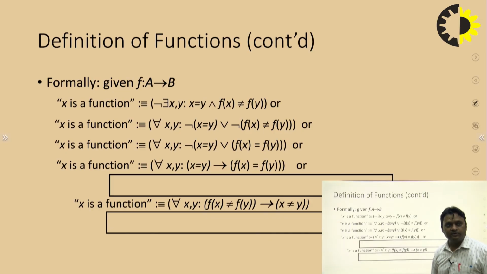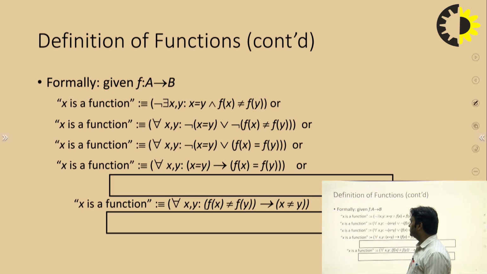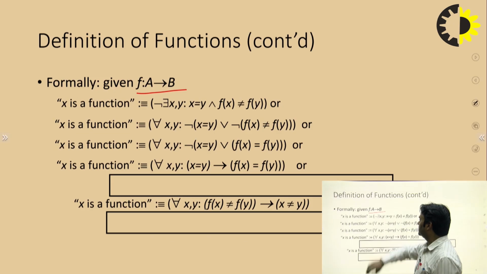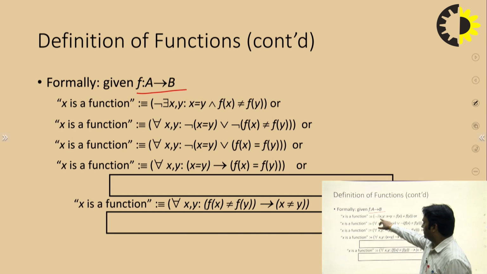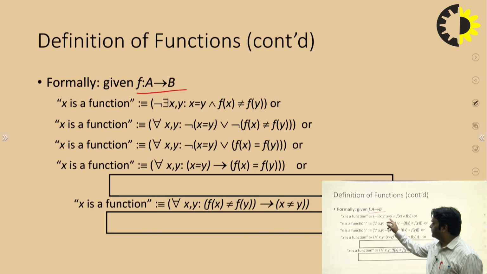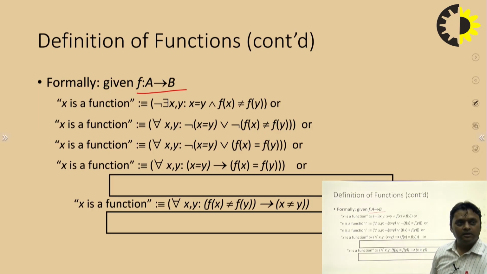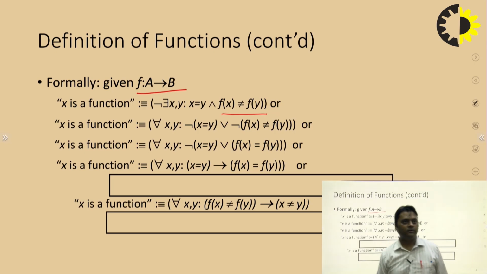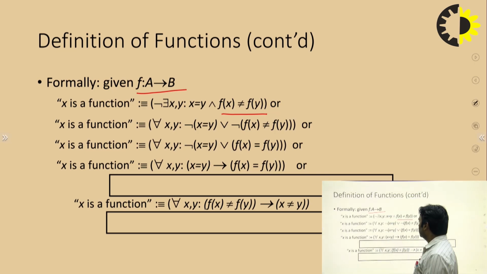So the formal definition of a function: f is a function, represented as f such that A implies B, if there do not exist some x, y where x equal to y and f(x) not equal to f(y), meaning all the elements of x and all the elements of y.